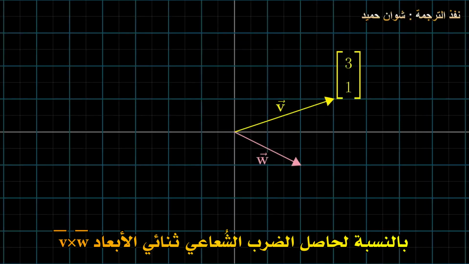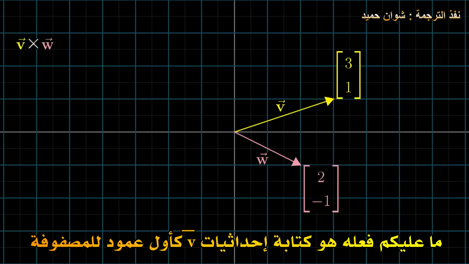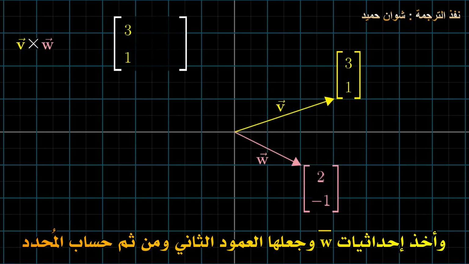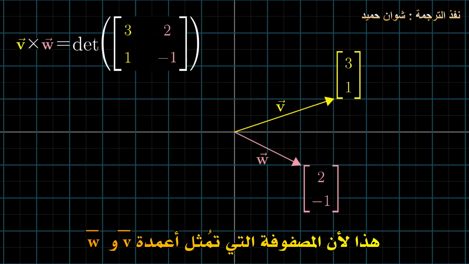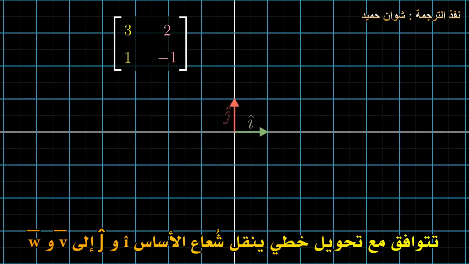For the 2D cross product, v cross w, what you do is you write the coordinates of v as the first column of a matrix, and you take the coordinates of w and make them the second column, then you just compute the determinant. This is because a matrix whose columns represent v and w corresponds with a linear transformation that moves the basis vectors i hat and j hat to v and w.